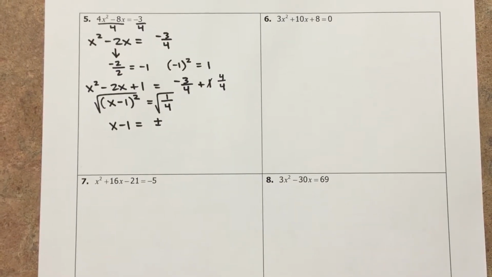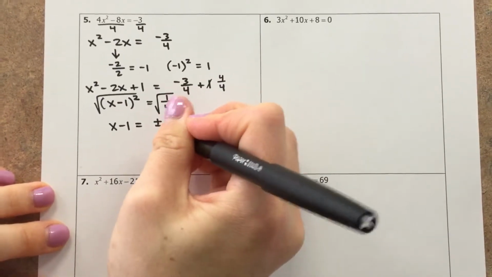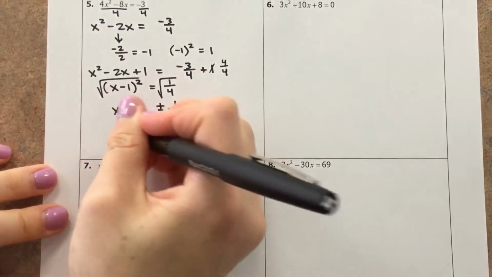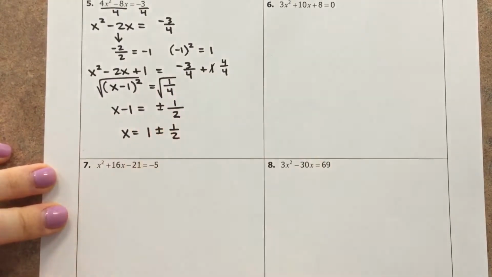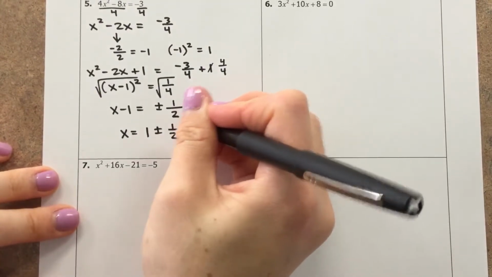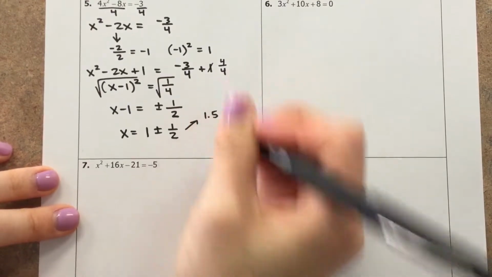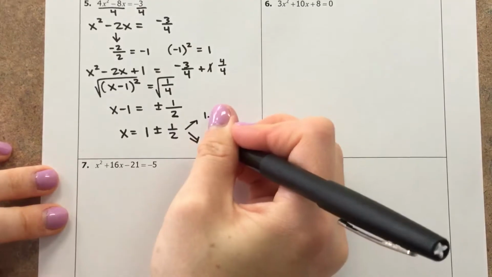of 1/4. All right, so square root of 1 is 1. Square root of 4 is 2. And then finally, to solve this, I'm gonna add 1 to both sides. So I have 1 plus or minus 1/2. So if I add 1/2, I get 1.5. Might as well do it in a decimal if you want. And when I subtract 1/2, I get just 1/2.